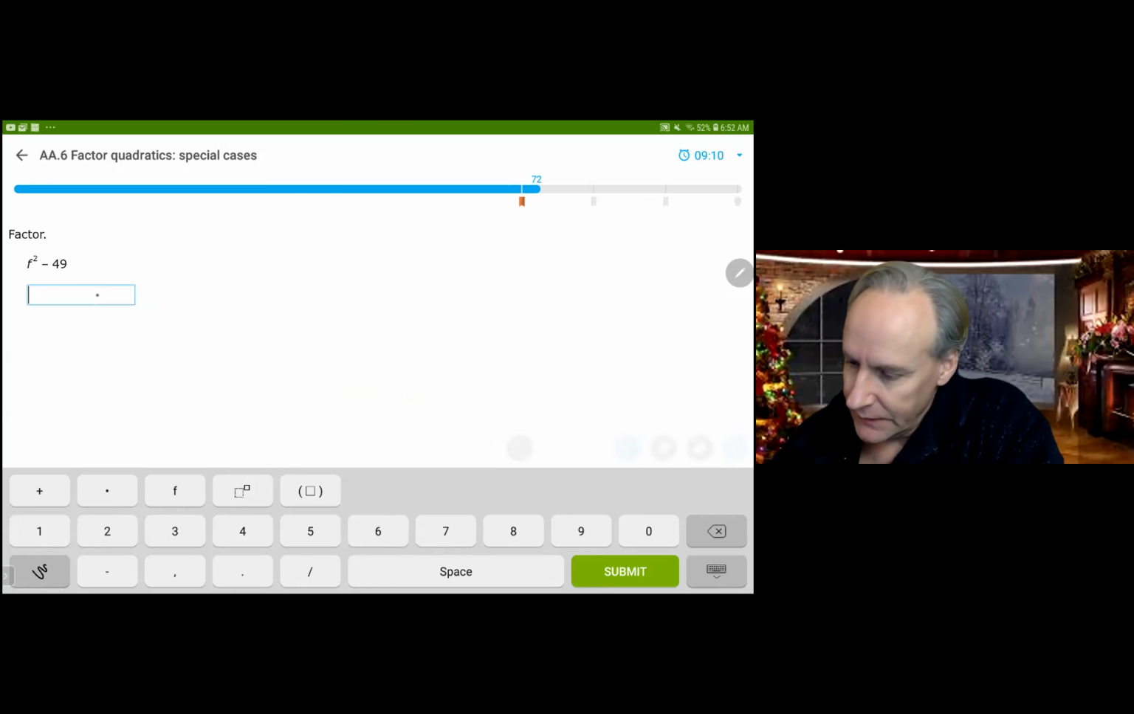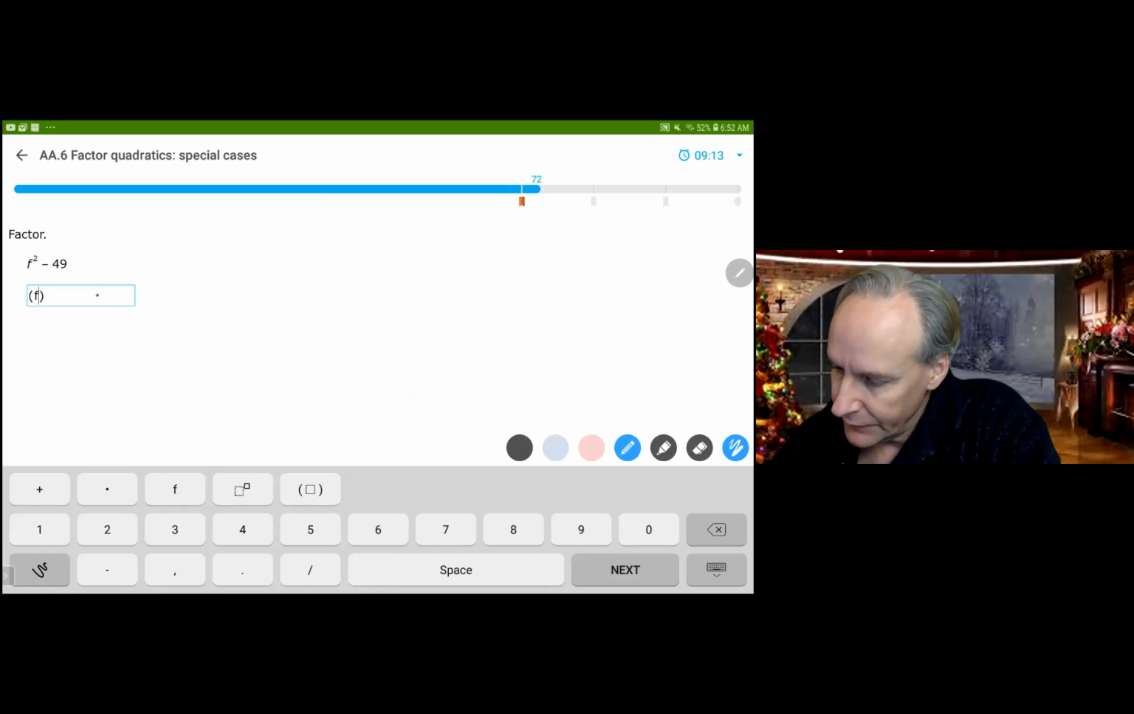And a difference of squares, f minus 7 and an f plus 7. Yep.